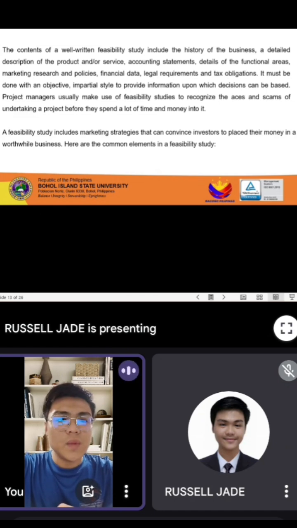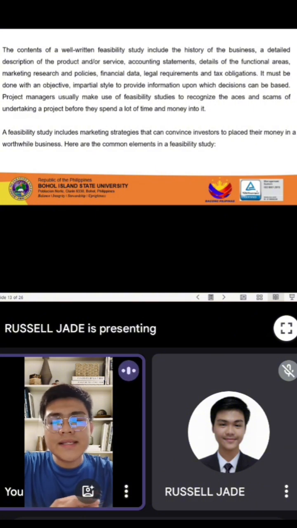It must be done with an objective, impartial style to provide information upon which decisions can be based. Project managers usually make use of feasibility studies to recognize the merits and risks of undertaking a project before they spend a lot of time and money on it. Having a feasibility study before business planning can offer important information that cautions an entrepreneur against entering blindly into a risky business. Likewise, a feasibility study is vital to business development.